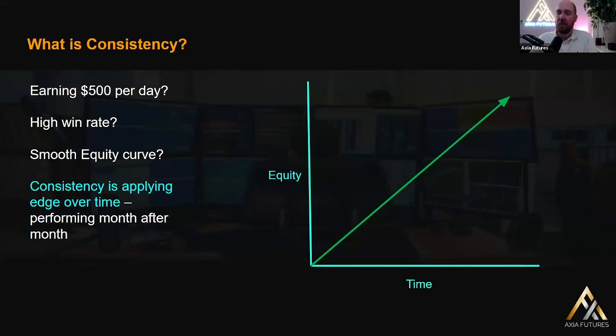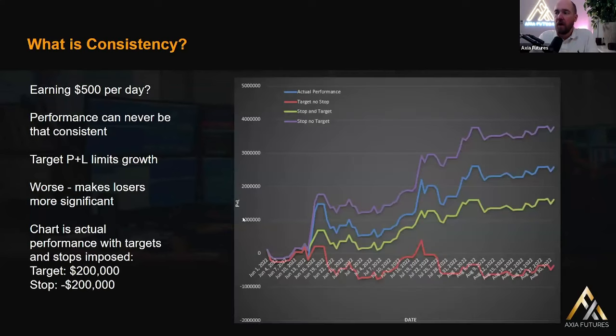Let me give you a little bit of an explanation of this. To do that, what I've done is I've taken 3 months' worth of performance of a group of traders and then applied a couple of conditions to this. So what you've got there are 4 different curves, and what they show are what happens if you apply a couple of rules to a performance over the course of this period of time.